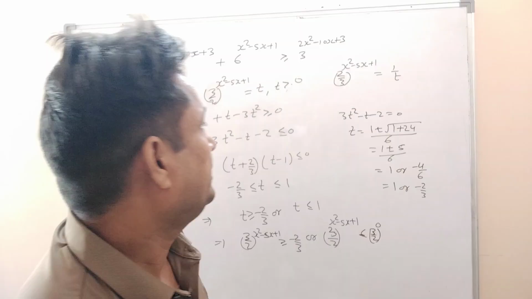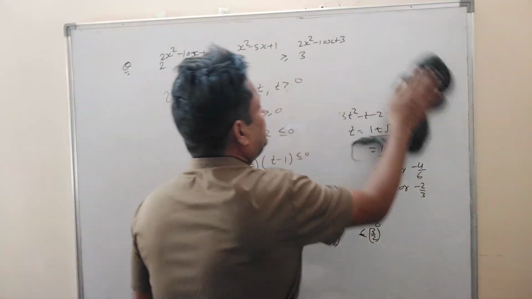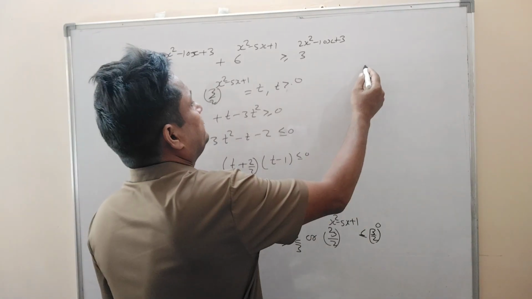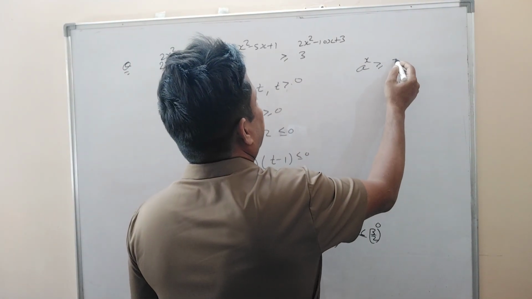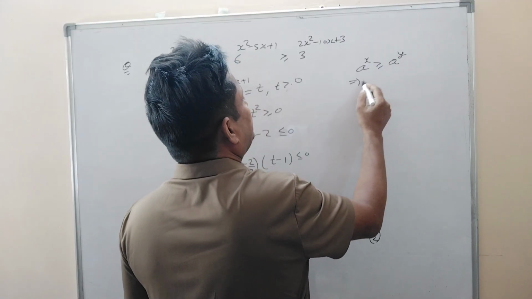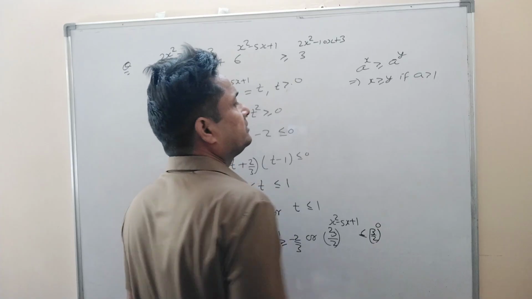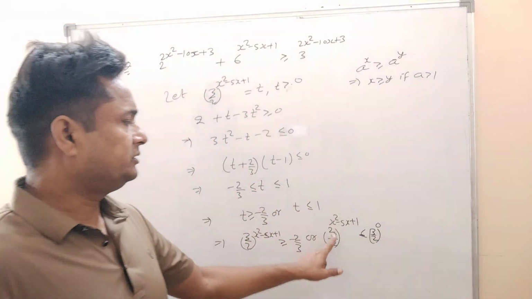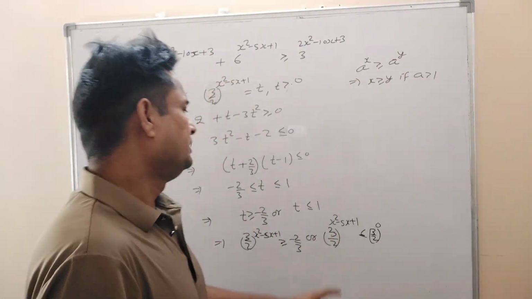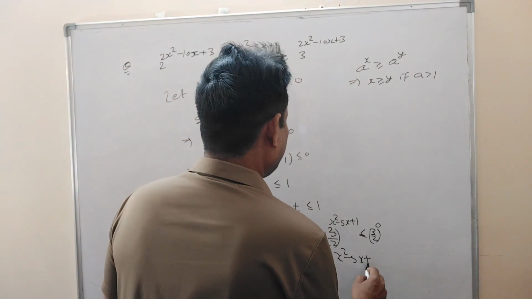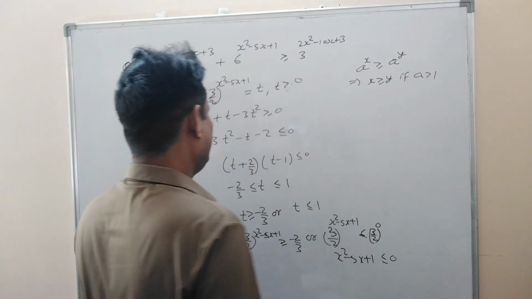Right. And I told you the exponential property. If a to the power x is greater than or equal to a to the power y, then x will be greater than or equal to y if a is greater than 1. Here the base is 3 by 2, that is greater than 1. So the solution from here will be x square minus 5x plus 1 less than or equal to 0.